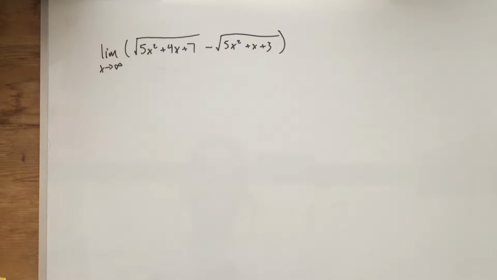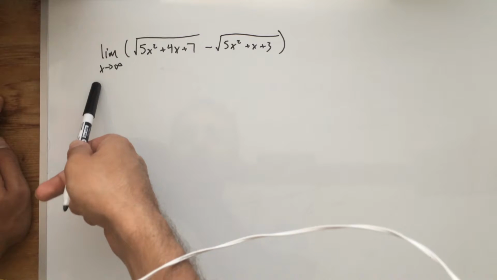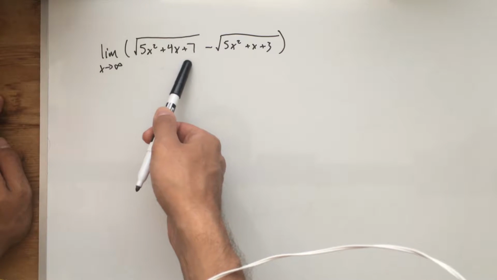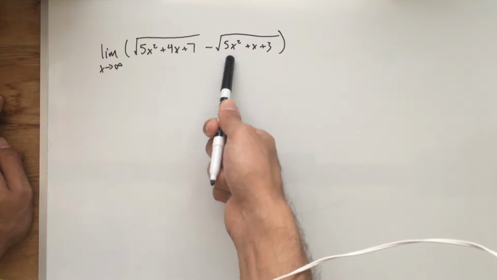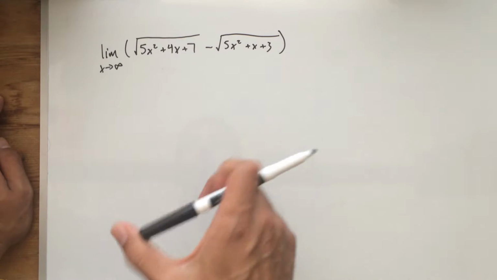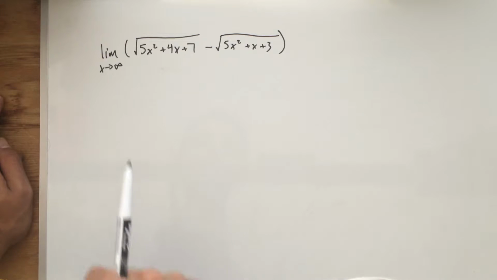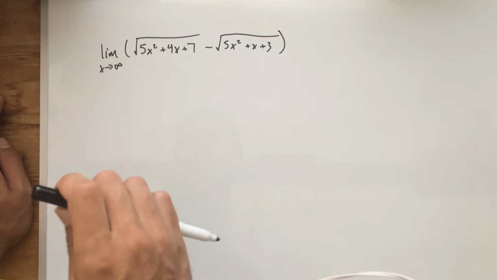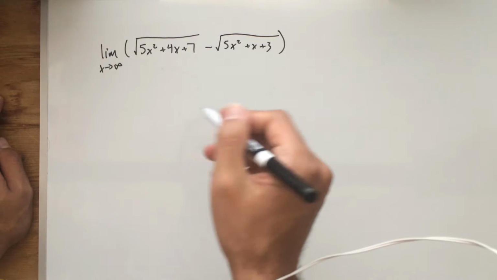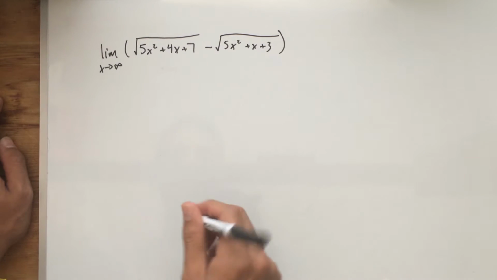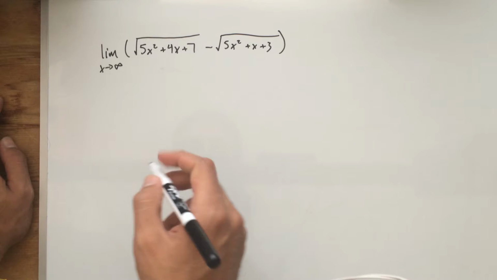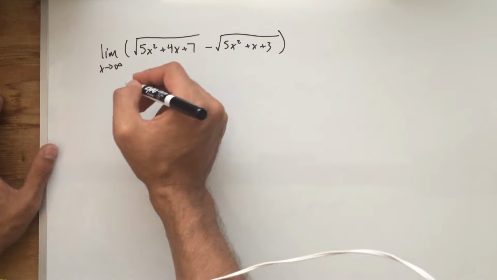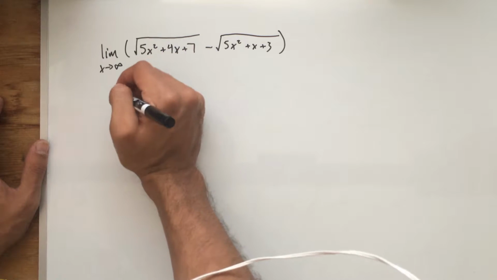In this problem, we're finding the limit as x approaches infinity of the square root of 5x squared plus 4x plus 7 minus the square root of 5x squared plus x plus 3. It doesn't seem like this has a simple way to simplify it. So what you're going to do here is rationalize the function, which is similar to how you've done it before.